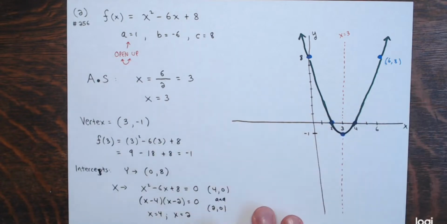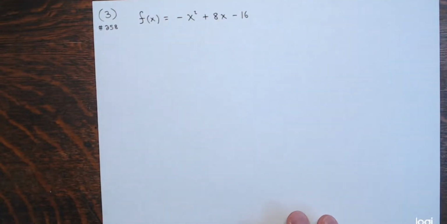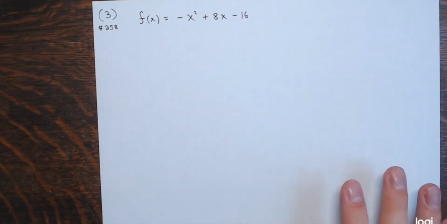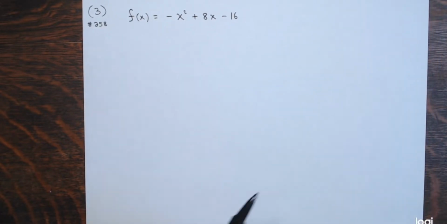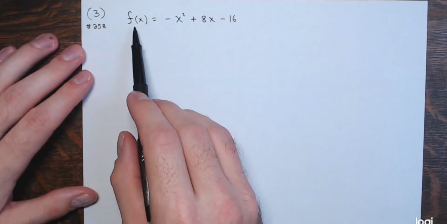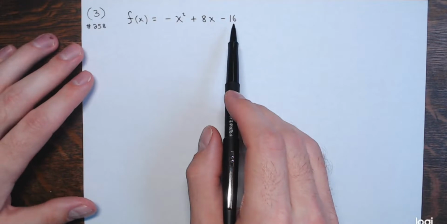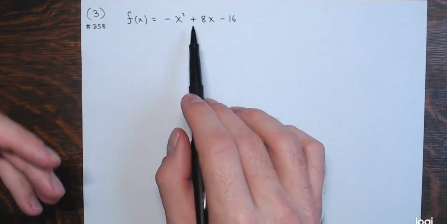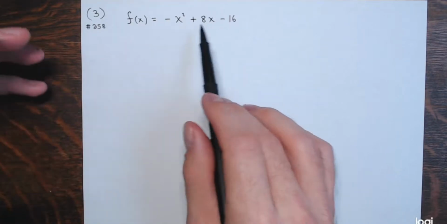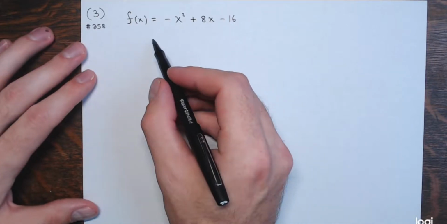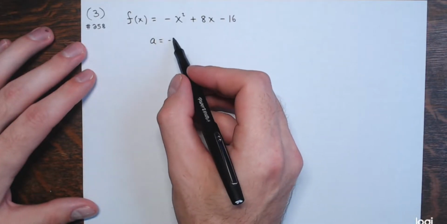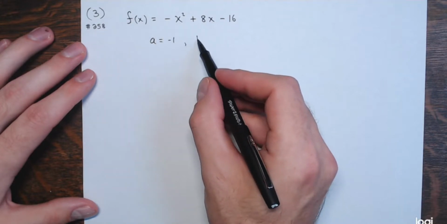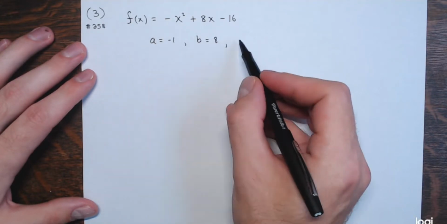So next question. Doing the same stuff every single time here. Another quadratic function, another parabola that we're asked to graph. So f of x equals, and again it's a nice quadratic polynomial in standard form, ax squared plus bx plus c. If it's not in that form, multiply things out and put it in that form. So a this time is -1, the lead coefficient. B is +8, and c is -16.